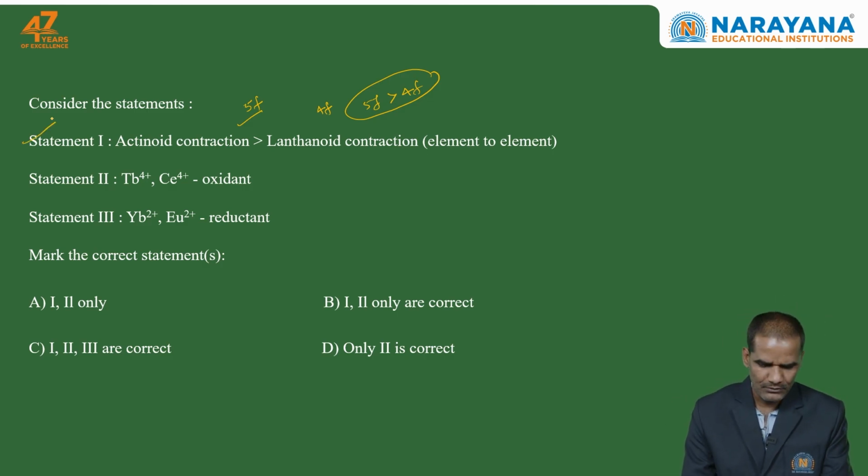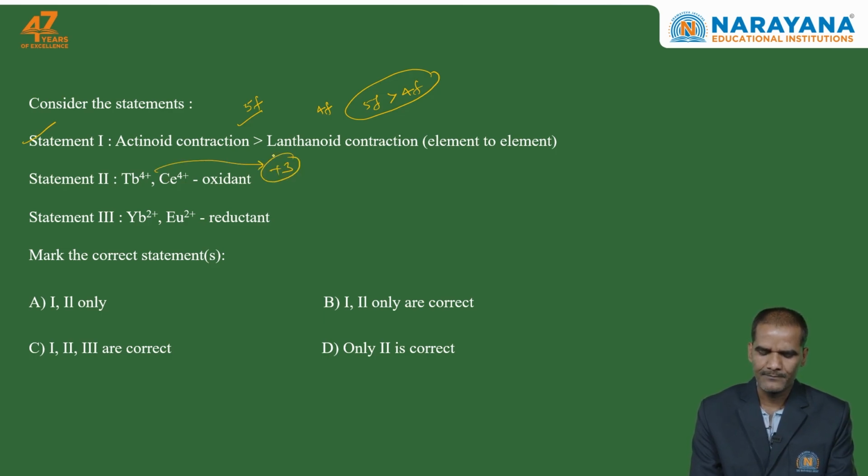Similarly statement 2, terbium. Normally the common oxidation state of lanthanides is +3, but here they are in +4 oxidation state, and they are trying to convert it to +3 oxidation state. Here the ions are coming from higher oxidation state to lower oxidation state, hence these act as oxidizing agents, and this is also a correct statement.